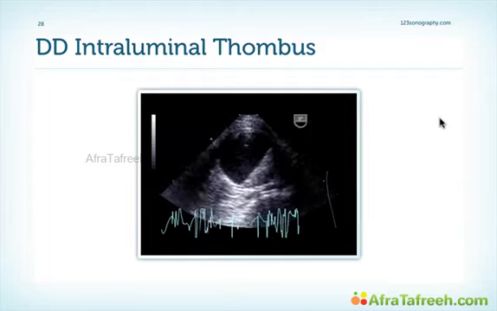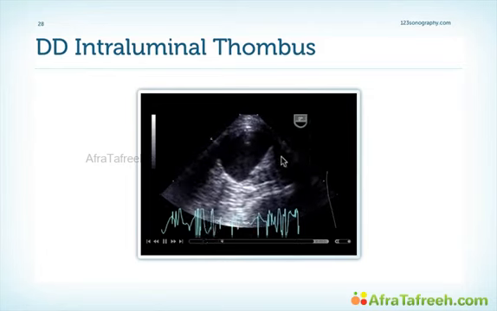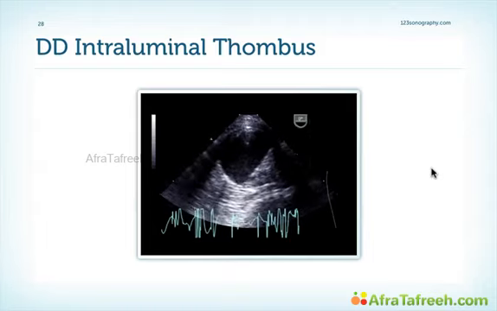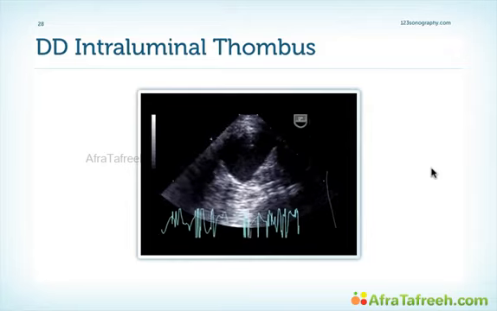And a final example, a case where we have a very large structure here, circumferent in the region of the descending aorta, where it's very difficult to say if it is an intraluminal thrombus, a partially thrombosed false lumen, or just a very large atherosclerotic plaque.